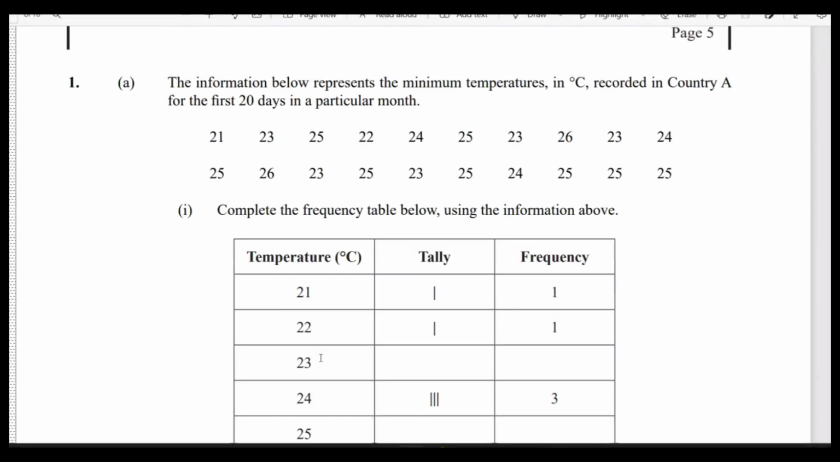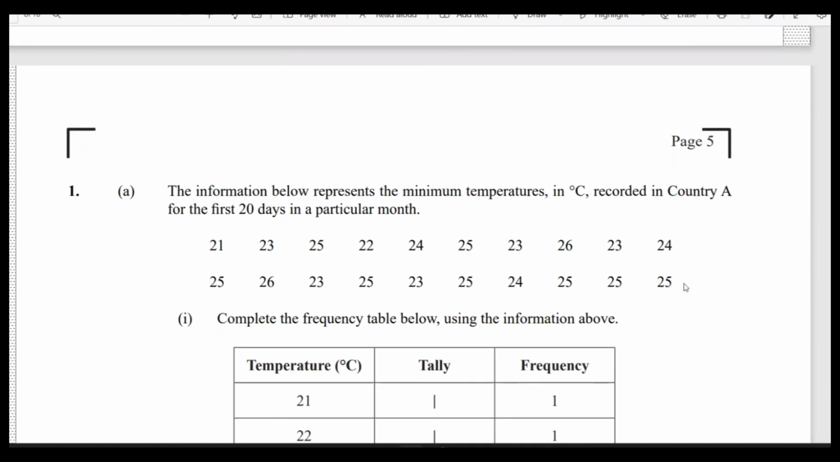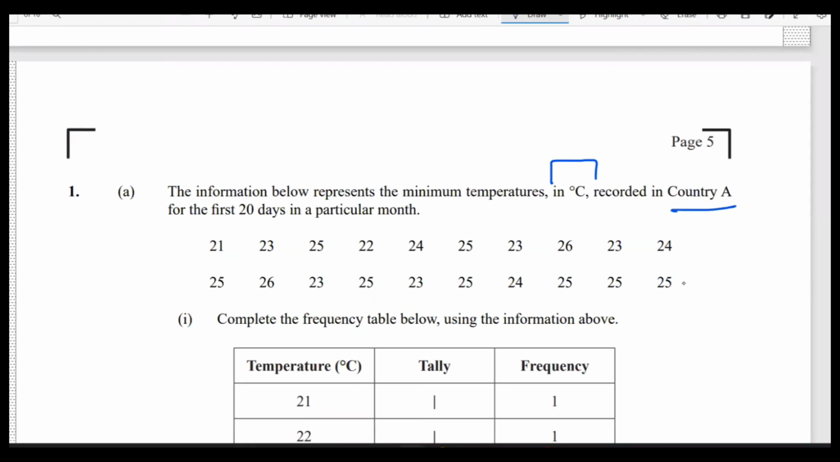It says here, the information below represents the minimum temperature in degrees Celsius recorded in country A for the first 20 days in a particular month. So that means we have 20 recordings here, for the first 20 days in a particular month.